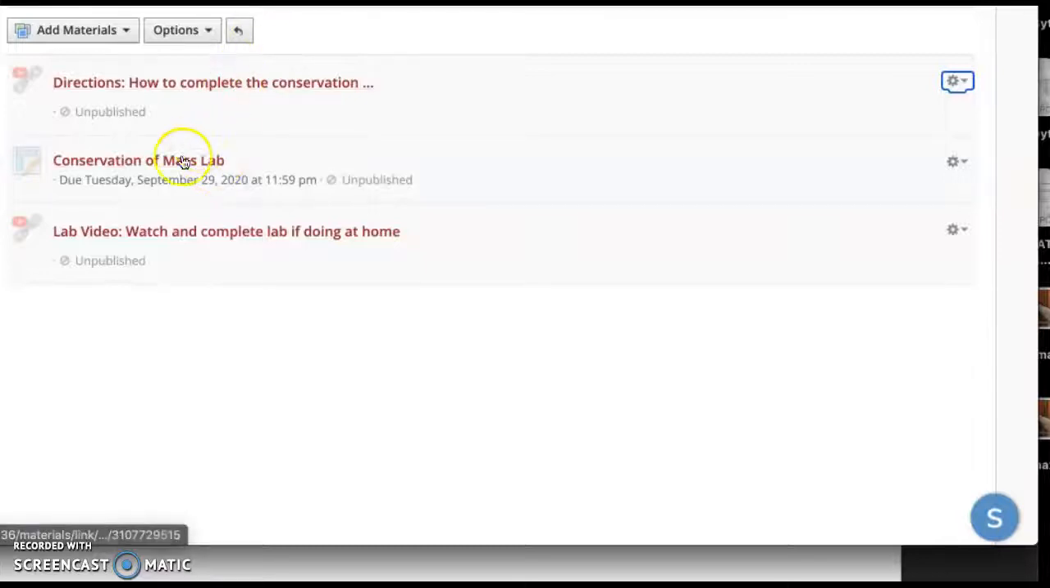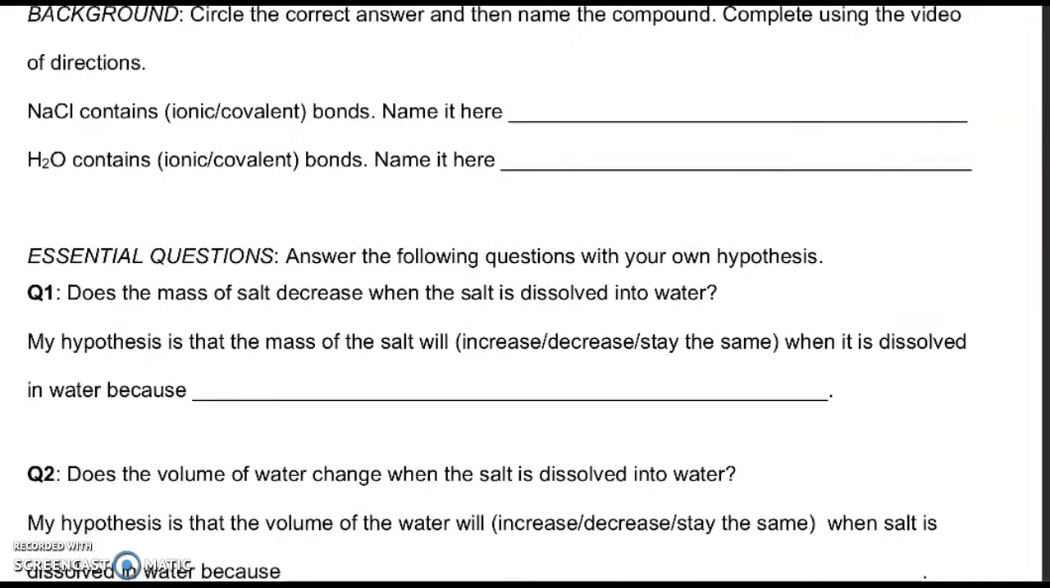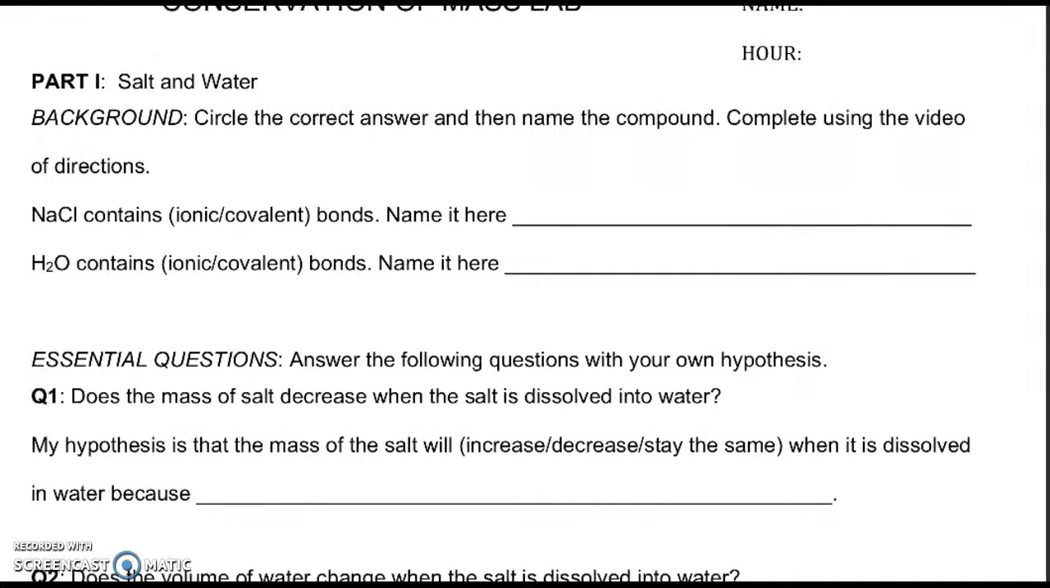All right, so you're watching How to Complete the Conservation of Mass Lab. First thing is open it, send it to Notability, and let's edit it. Okay, so we're going to do the pre-lab questions here.